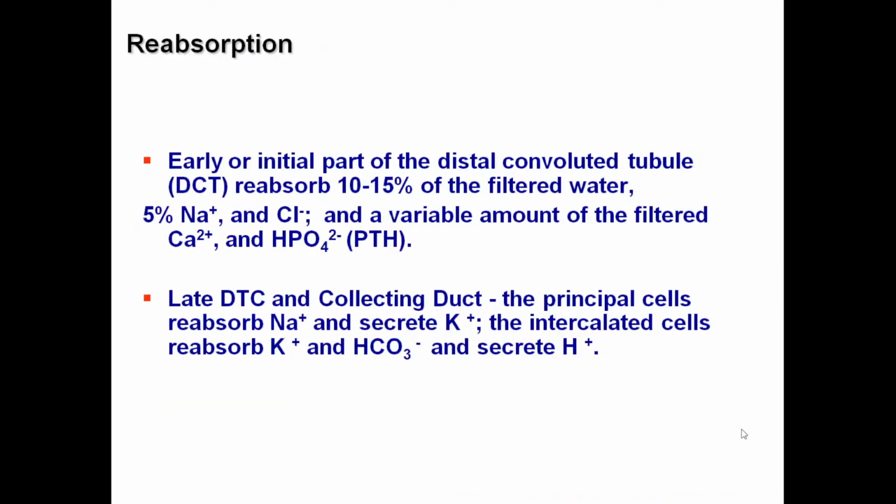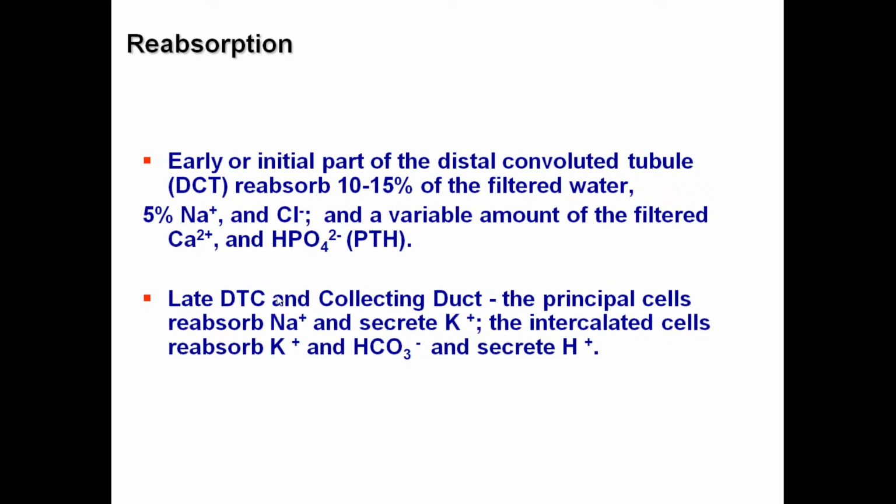And reabsorption in distal convoluted tubule and collecting ducts, as we said before, this is facultative. So the variable amounts of filtered substances, electrolytes mostly, could be reabsorbed in here. It depends on the concentration of hormones, which is determined by the concentration of a substance in blood.